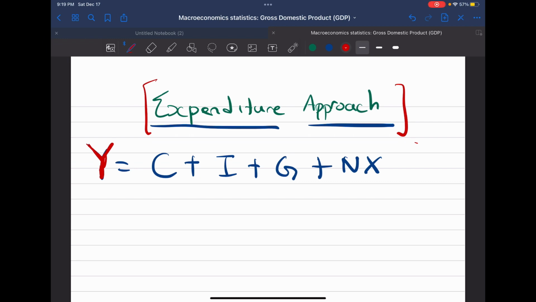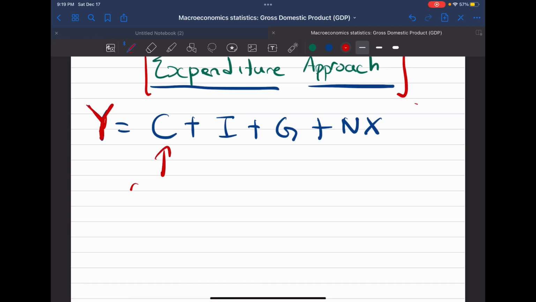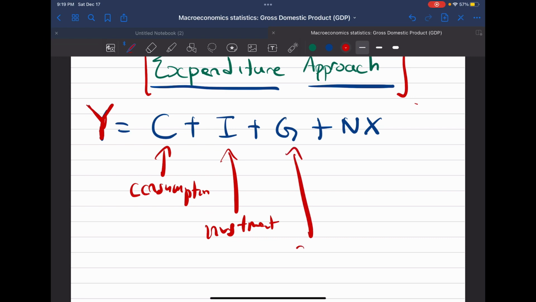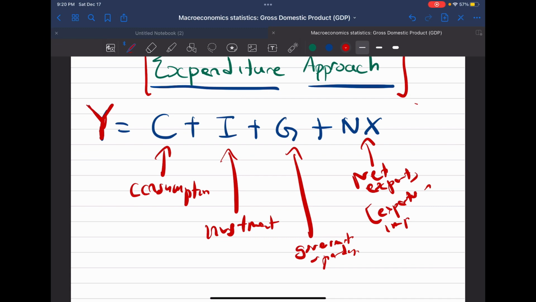What does it mean? So C here stands for consumption. I here stands for investment. G here stands for government spending. And NX stands for net exports. Net exports is essentially exports minus imports. So I'm going to explain this now, what it specifically means.